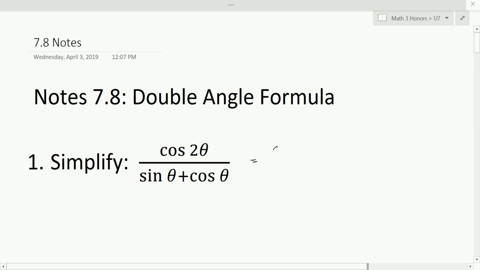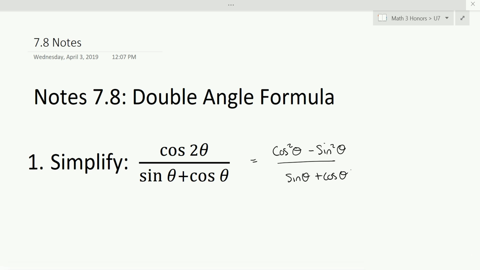So cosine squared theta minus sine squared theta over sine theta plus cosine theta. And this will be good review for us for proofs too, or simplifying. So what would you do next?